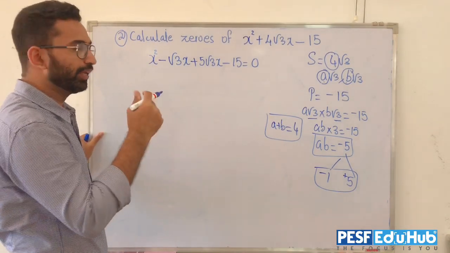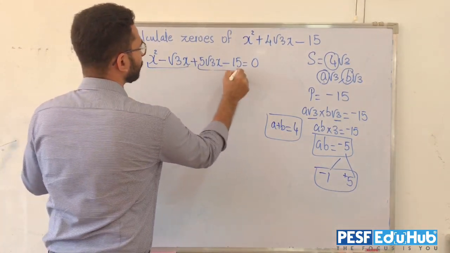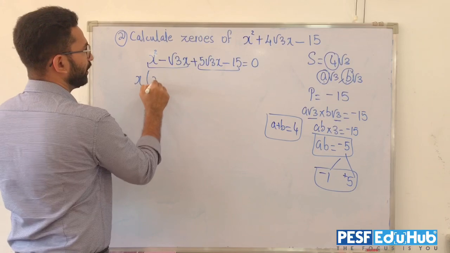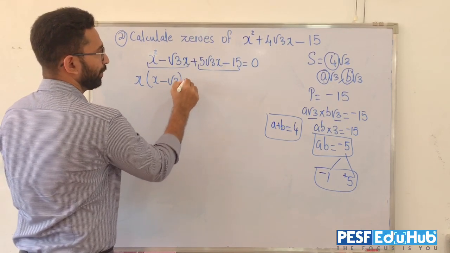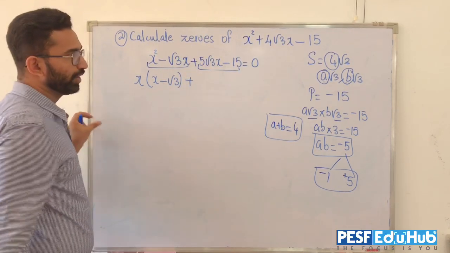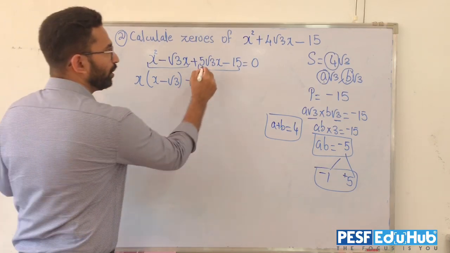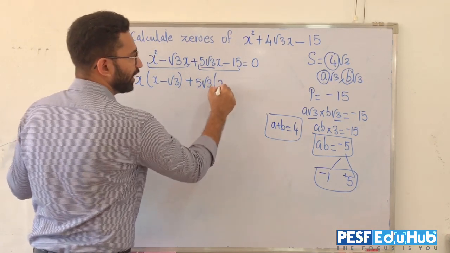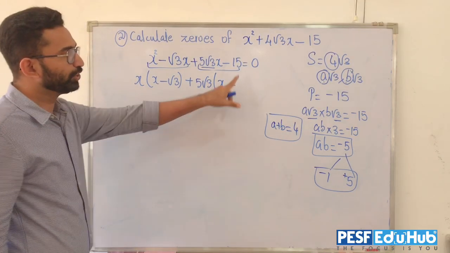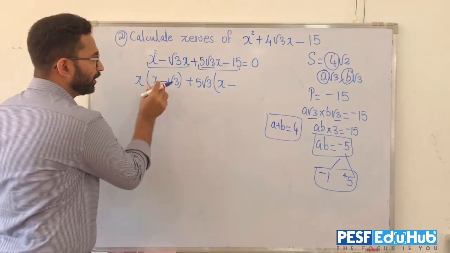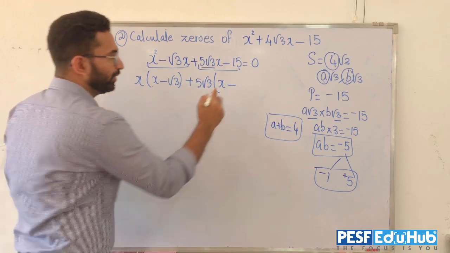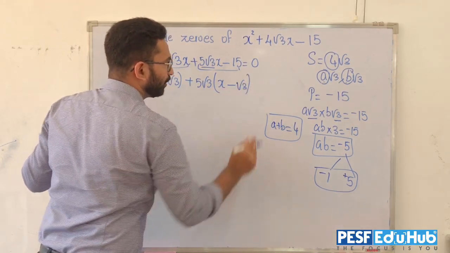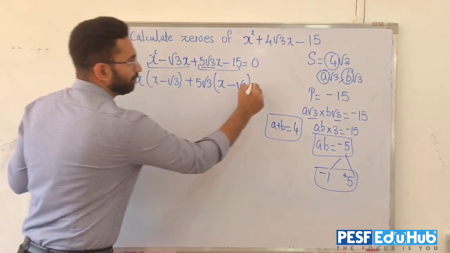My dear friends, just make it fast. So x is common, x minus root 3, plus I have two terms here. What is common? Again, as I told you, 5 root 3 is common in both. So starting the bracket, x minus, what should you write here? As I told you before, the same factor will be there also. So you can blindly write it as minus root 3 equal to 0.